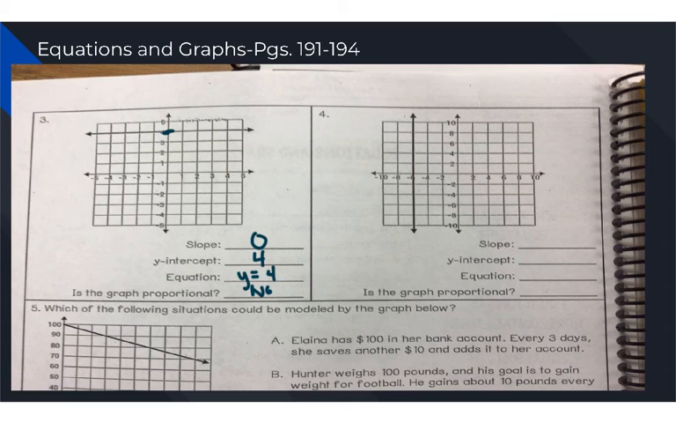Okay, looking at the next one, number 4. If you remember our vertical slopes, straight up and down slopes, those are undefined. And for the y-intercept, well, that makes sense why the slope is undefined. It has no y-intercept, right? So we would just put there is no y-intercept. And the equation, if we look at where it is on the x-axis, it's at the -6. So x is equal to -6. And is the graph proportional? No.